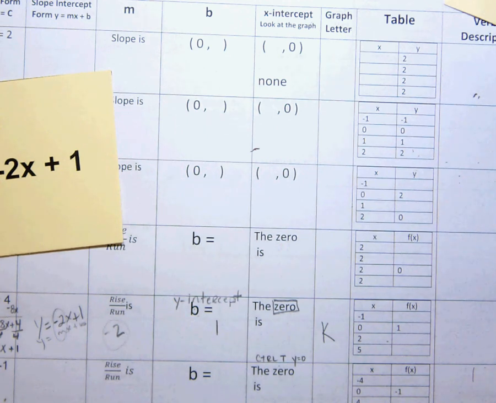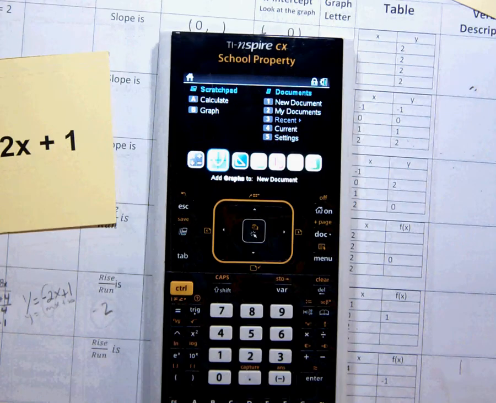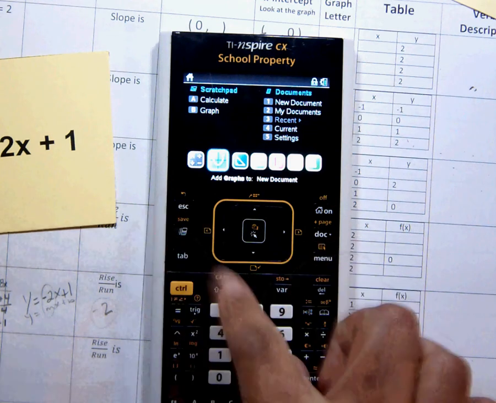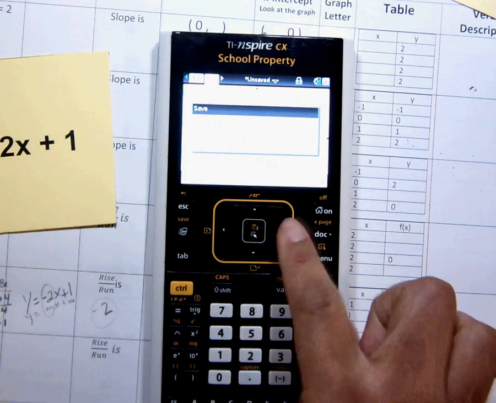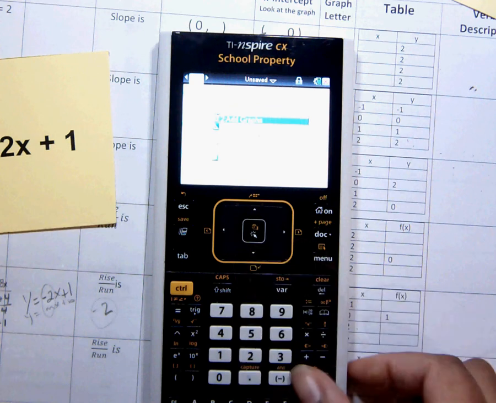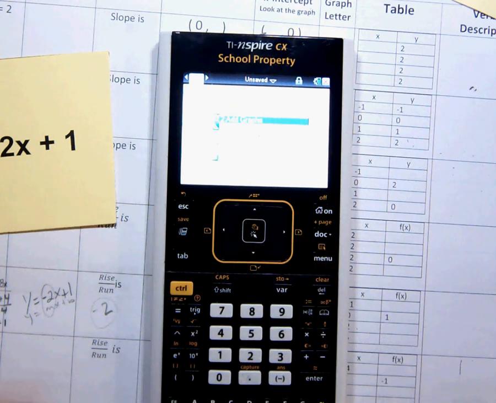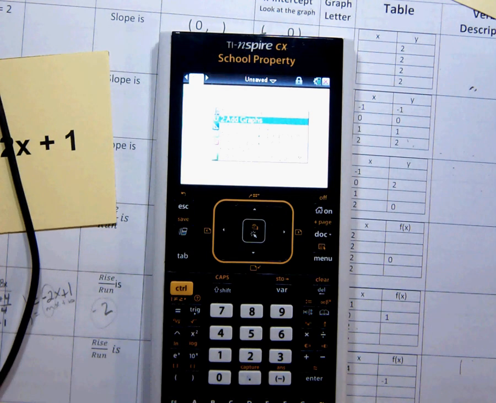Okay, I'm back. So I'm going to press 1 for new document, press no, go down to graph. And you can't see that, so let's darken the screen a little more. Well, that's too dark. Okay.